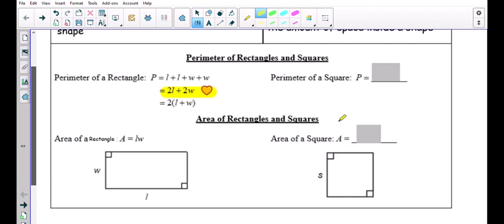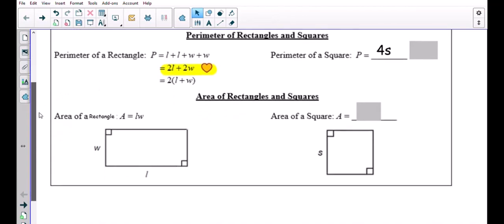If we're talking about a square, and there's a square right down here below where every side is length S, how would I find the perimeter of that? Well, if you recognize that there's 4 sides, all of length S, just take 4 times S. Now, could you still use 2L plus 2W or L plus W plus W? Absolutely. It's just a slight bit easier to do 4 times the side length.